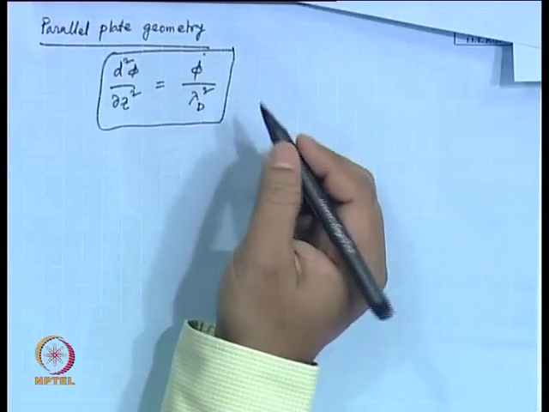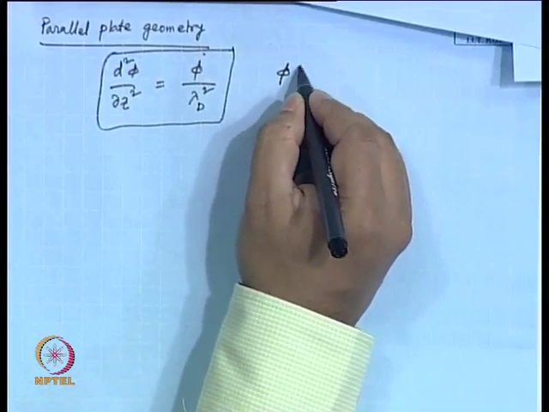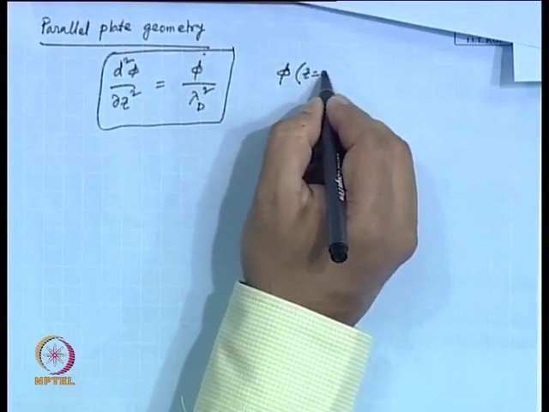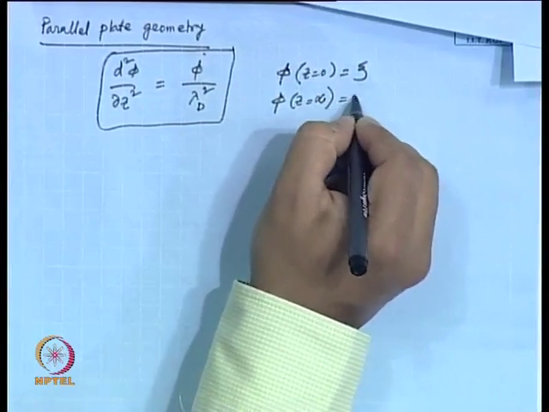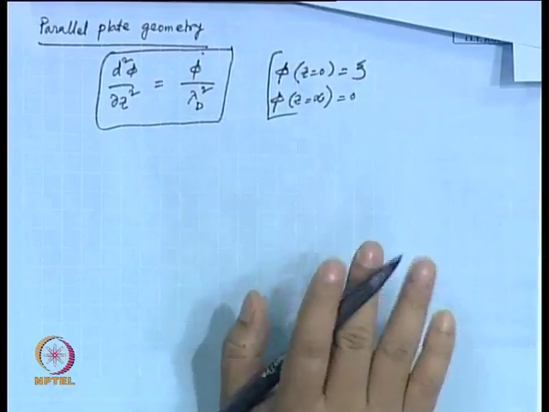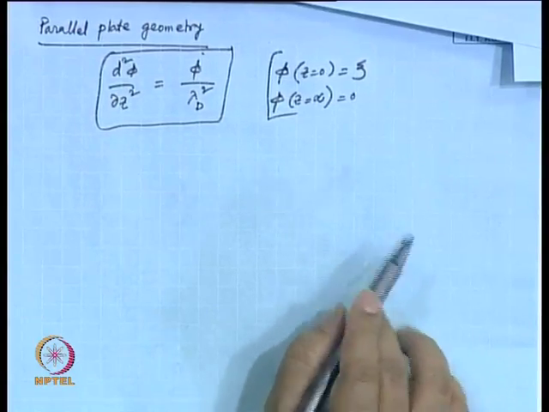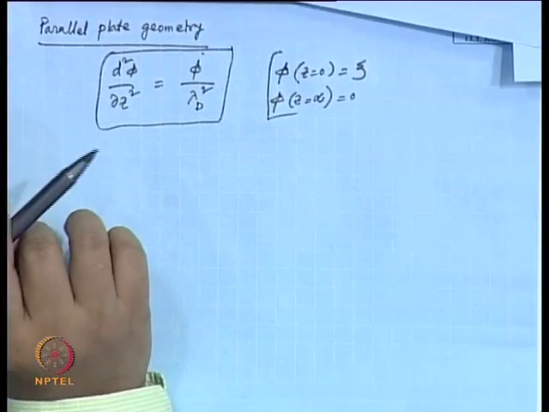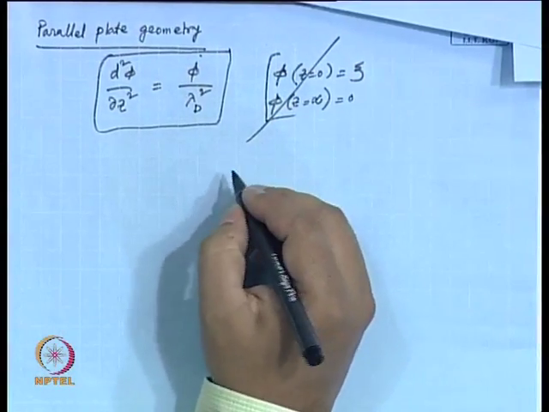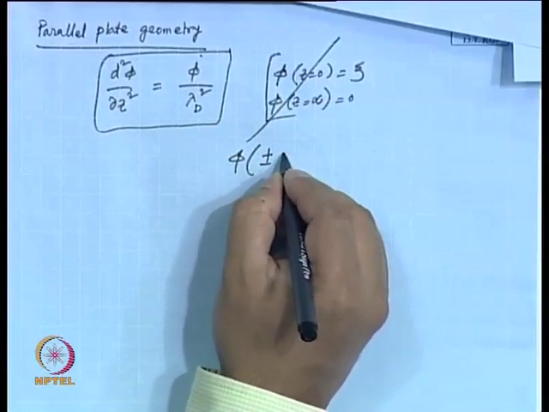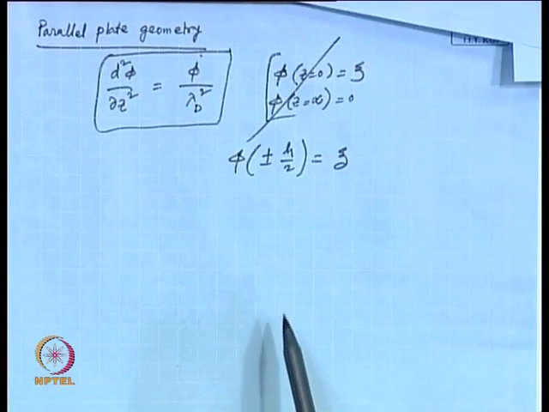The only change would be in the boundary condition. What was the boundary condition you had taken earlier? The boundary condition was phi at z equal to 0 is equal to zeta, and phi at z equal to infinity is equal to 0. This was the boundary condition you had taken for a plate with a 1D situation above the plate. But when you have two parallel plates, then there exists a symmetry in between. So, instead of this boundary condition, what you would take is phi at plus minus h divided by 2 is equal to zeta, all right. Phi at plus minus h by 2 is equal to zeta.